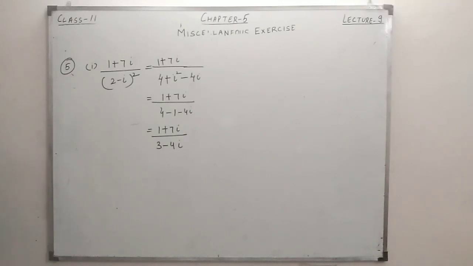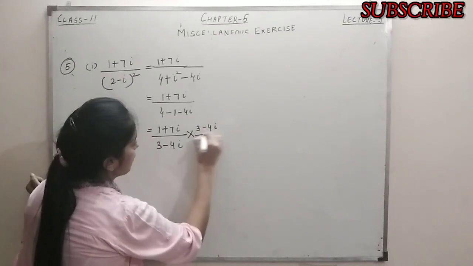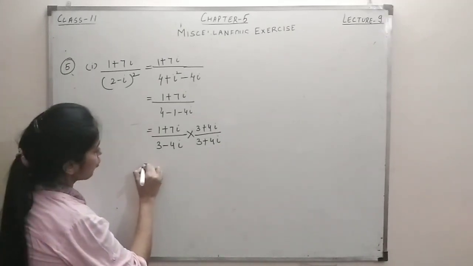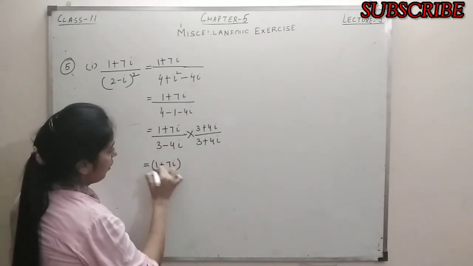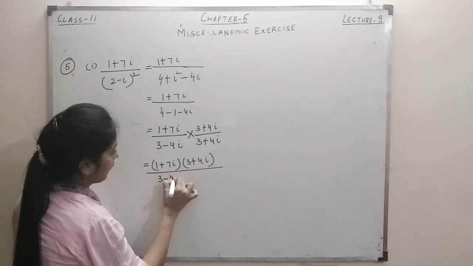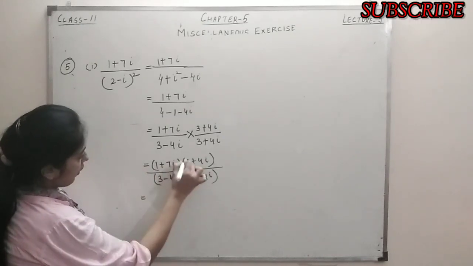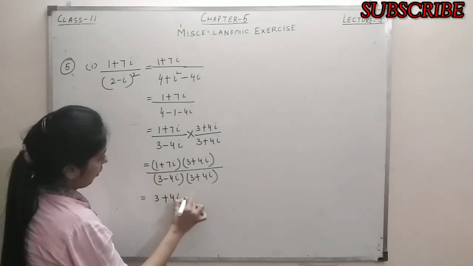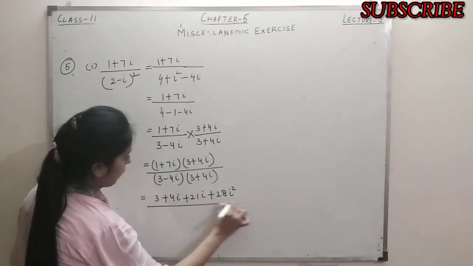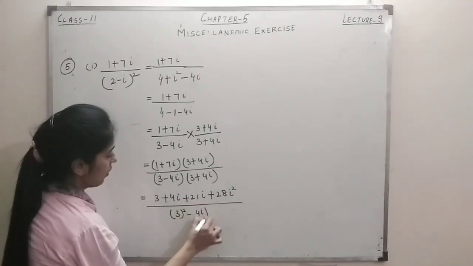Right? So obviously we have to simplify it by rationalizing it. That is what? We multiply the numerator and denominator with 3 plus 4i. So solve it. (1 + 7i) into (3 + 4i) upon (3 - 4i) into (3 + 4i). So simplify it. 1 into 3, 3 plus 4i plus 21i plus 28i square upon, (a - b)(a + b) is a square minus b square.